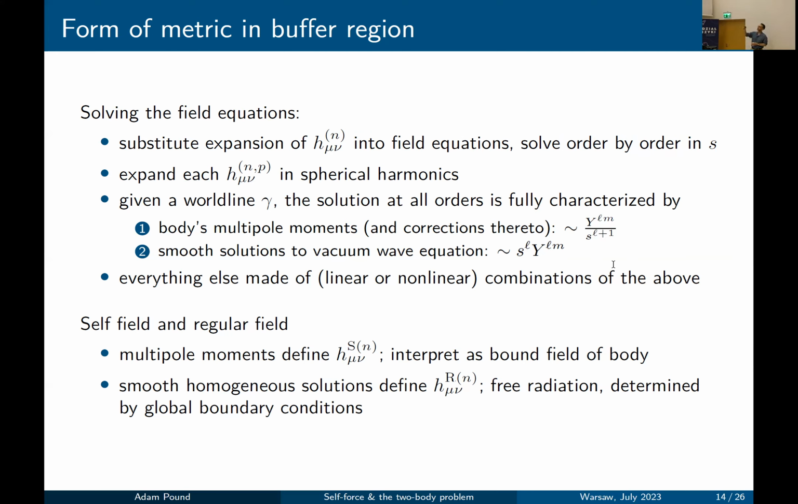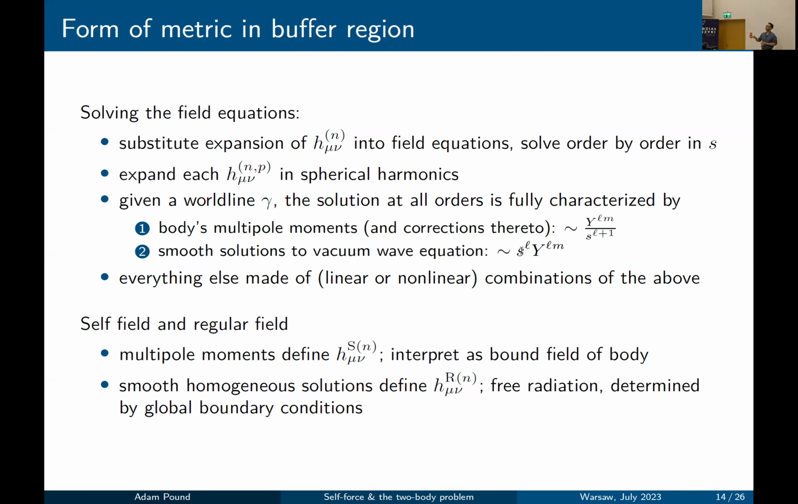And you find that you can write down the solution to all orders in terms of the coefficients of something like this and the coefficients of something like this. Every other term is a linear or nonlinear combination of these terms. Now you further find that you get a very nice split, not a unique split, but a nice split between what we can call the self field of the small object and its regular field.